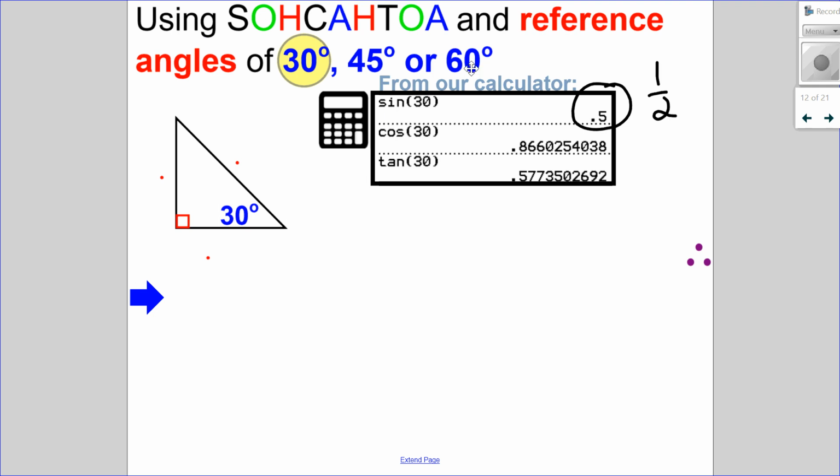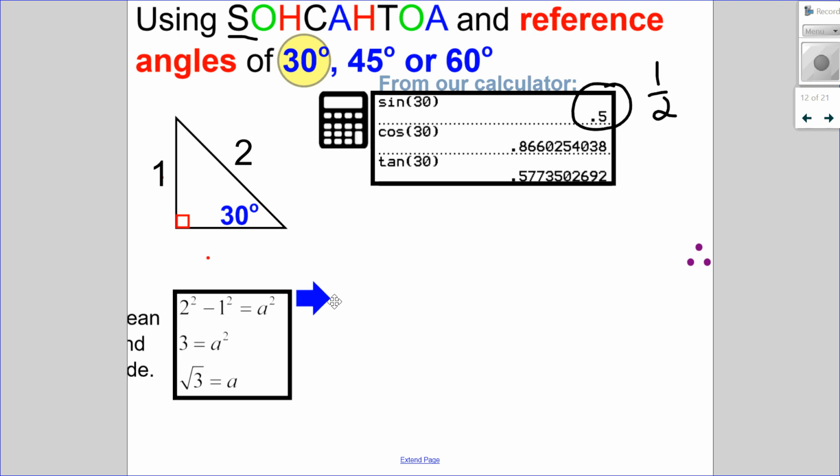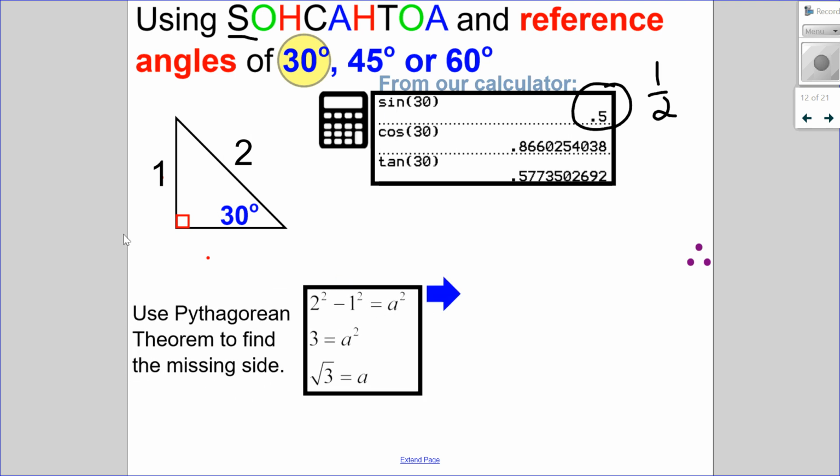Using what I know about SOHCAHTOA, sine meaning opposite over hypotenuse, since I know that sine of 30 is opposite over hypotenuse, which is also a half, I can label my triangle. Here's 30 degrees, and I can label it as opposite over hypotenuse, 1 over 2. Now, let's use Pythagorean theorem to find our missing side. So c squared minus b squared equals a squared, or 2 squared minus 1 squared equals 3. So this side here would be the square root of 3.